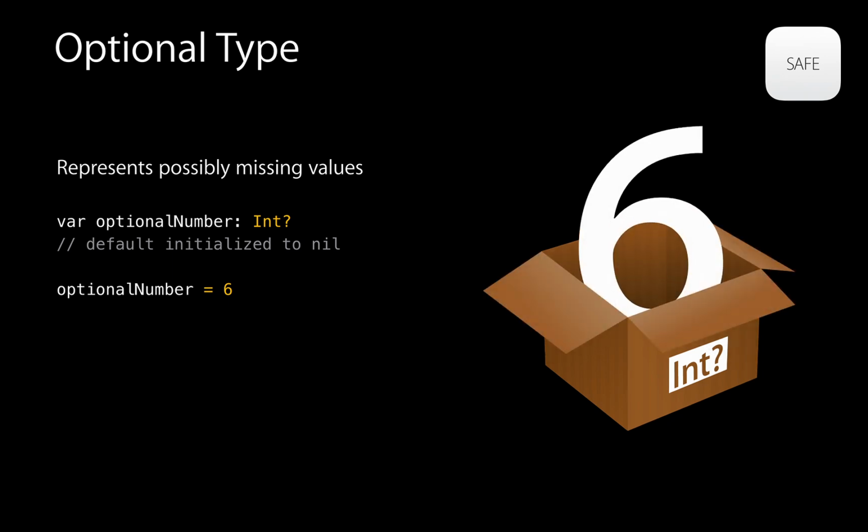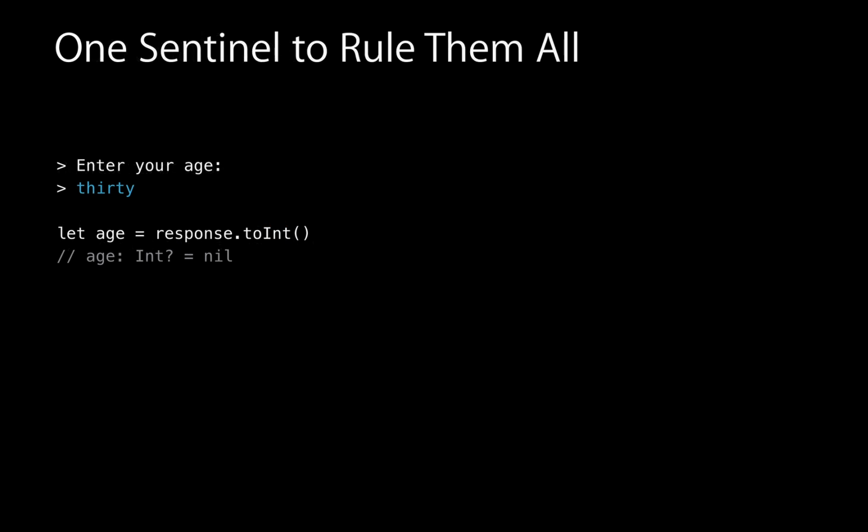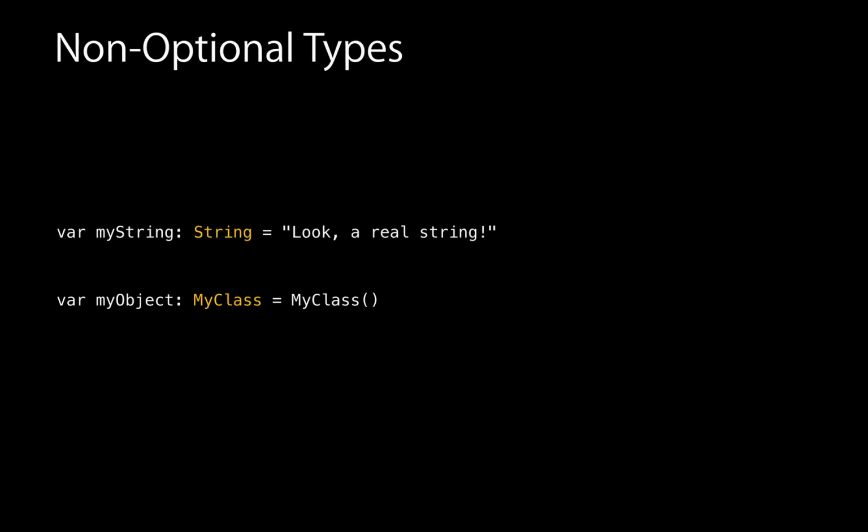So now that we have a single sentinel value that works with any type at all, even integers, it's clear what this method should return. Whenever we have a value that's not valid, we should just return nil. And in fact, the toInt method is defined in the standard library on the string type, and it does just that. It returns nil.